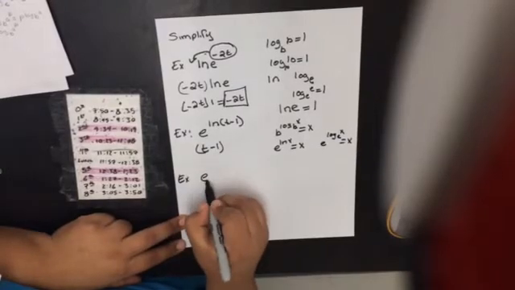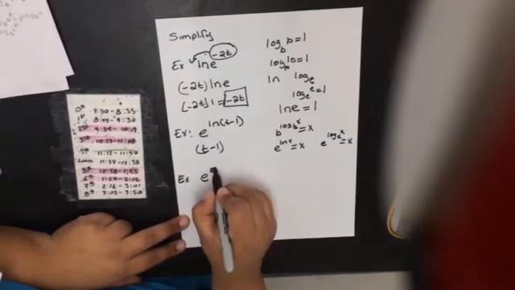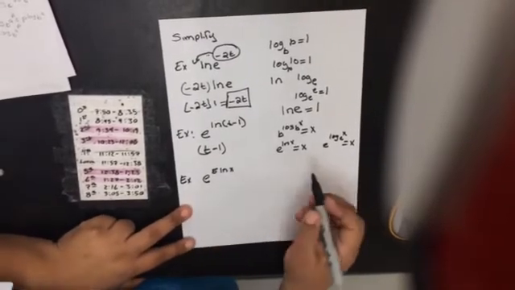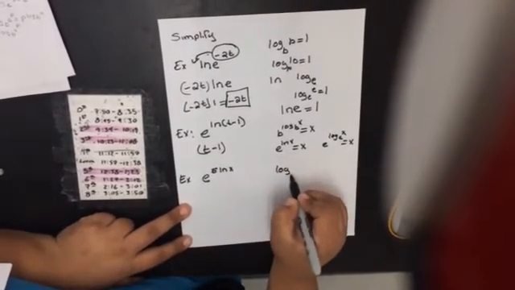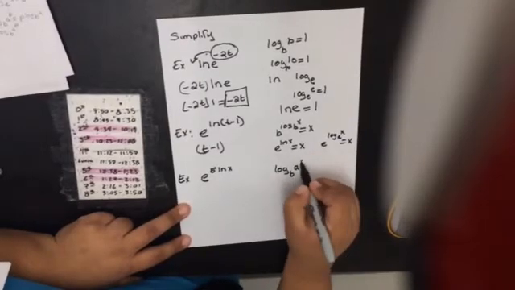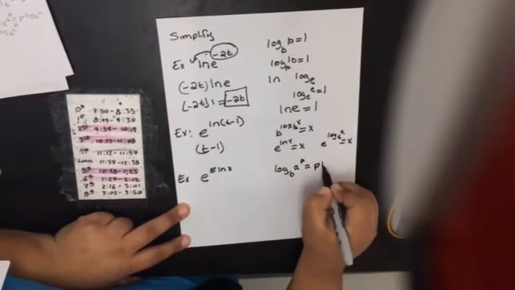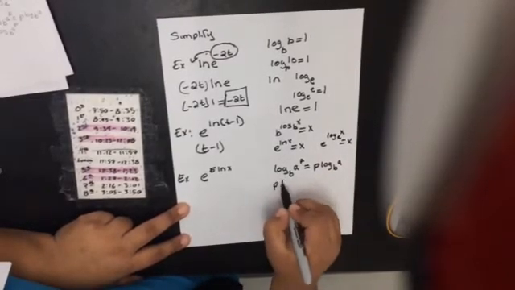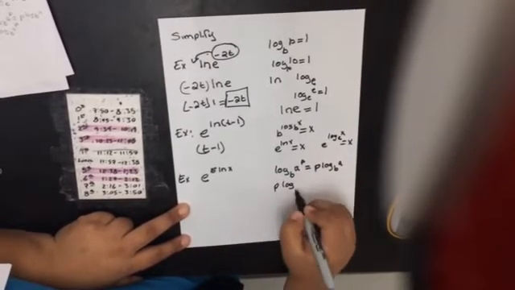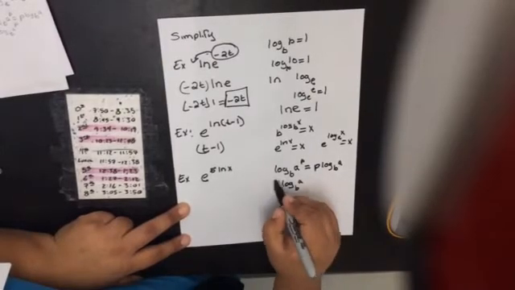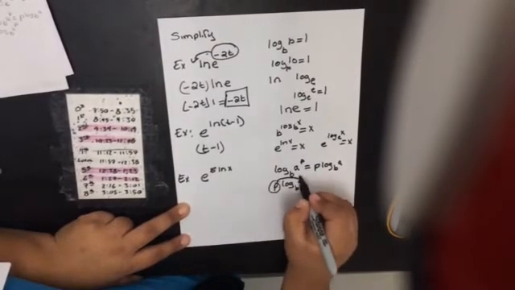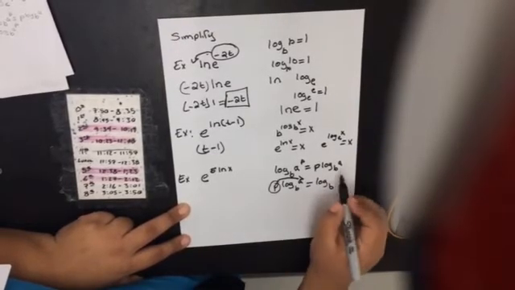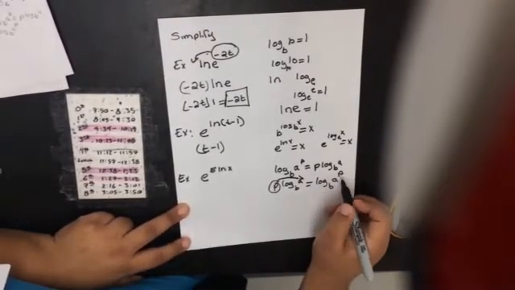Let's do one more. If we have e to the 5 natural log of x, the power property of log told you that log base b of a to the p was equal to p log base b of a. Well, what do we have here? We have p log base b of a. Well, we can do the reverse and rewrite it as an exponent. So it would be log base b of a to the p.